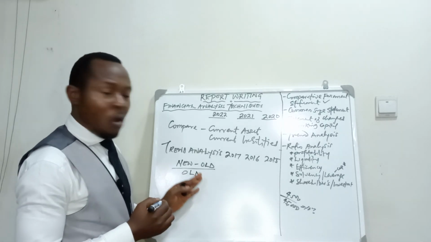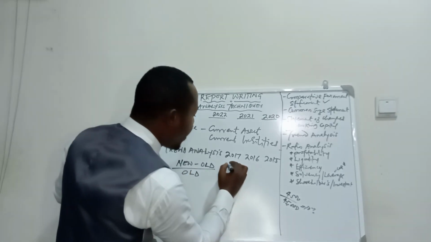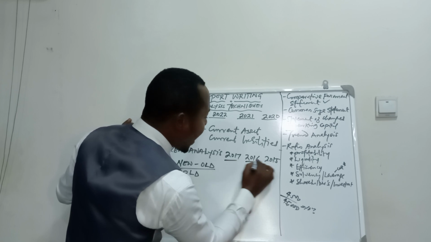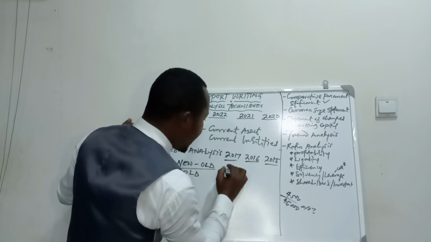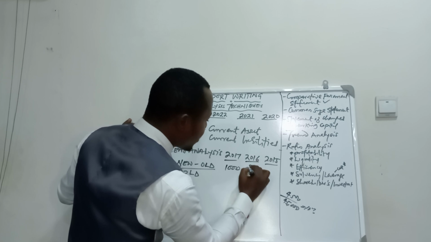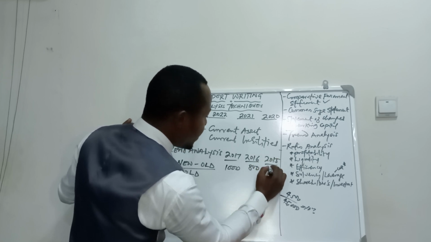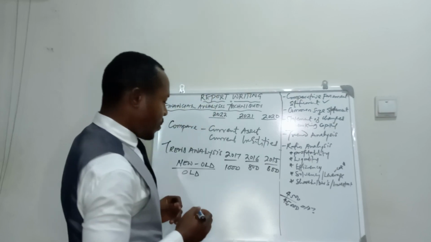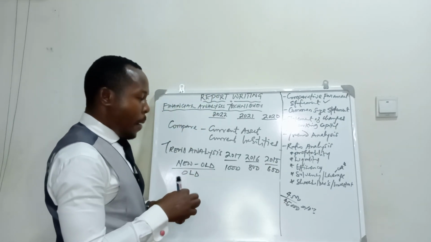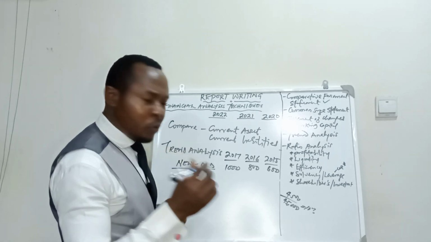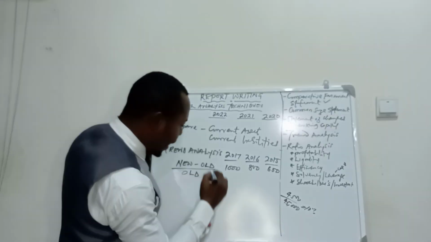New minus old all over old. Let's say, for instance, that 2017 has 1,000 naira, 2016 has 800 naira, and 2015 has 600 naira. Let's take new minus old all over old now. If you have your calculator with you, try and compute.